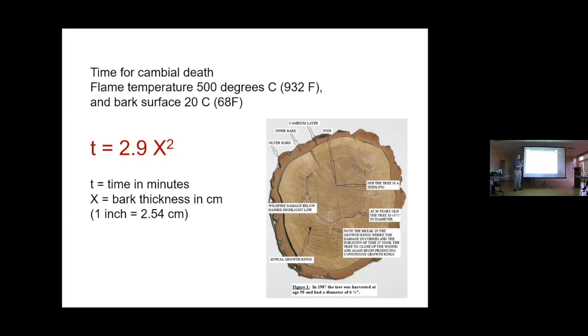That's at a standard temperature of 20 degrees C, which is 68 degrees Fahrenheit, and it's assuming the flame is 932 Fahrenheit, which is 500 Celsius. Of course, those things vary. On a hot day, it would take a little bit less. On a cold day, it might take a little bit longer.